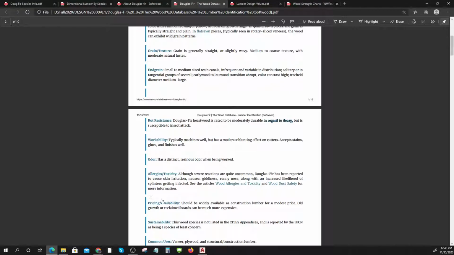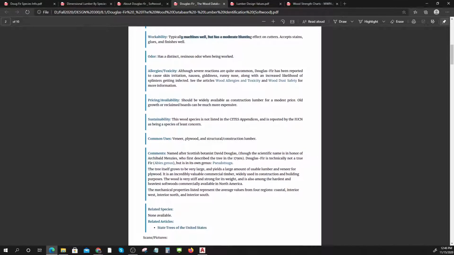So some of those specific questions that I asked, and please go to the module to find more depth on what you should be looking for. Resinous, machining, well, blending effect on cut. Wow, ooh, allergies and toxicities. That's going to be good later on. Sustainability: it is not listed as a species of concern. It's reported as a species of least concern.